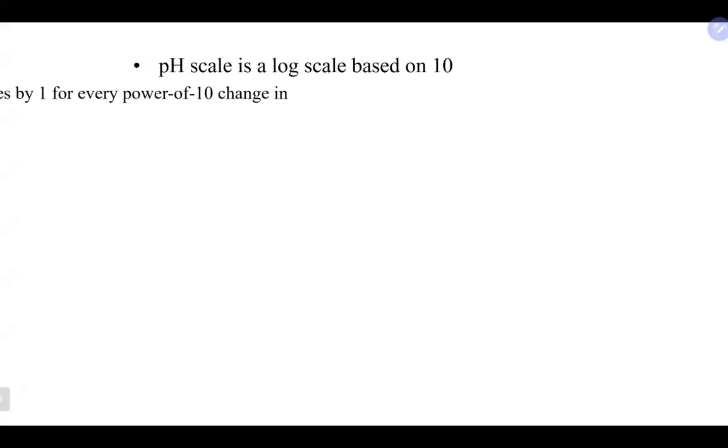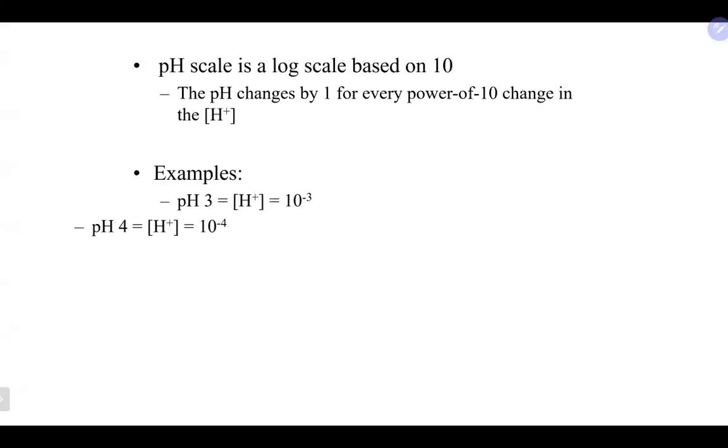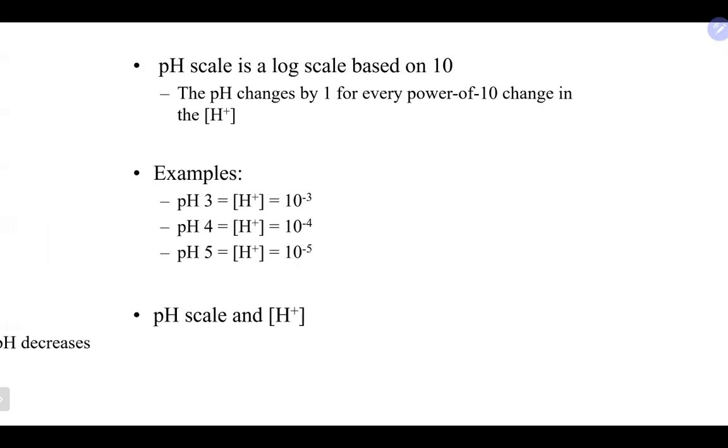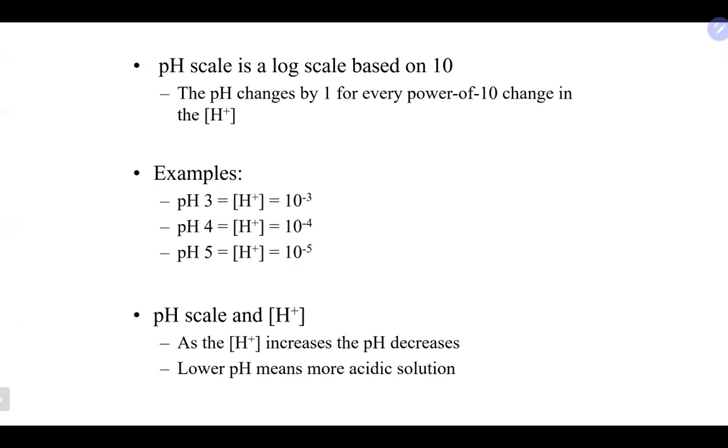All right. So as we saw there, and as we will see, the pH scale is based on the log of 10. So every pH change of 1 is basically a power of 10 change. So 1 times 10 to the minus 3 is a pH of 3. 1 times 10 to the minus 4 is a pH of 4. By the way, if you have 1 times 10 to whatever, it's always going to be the exponent as the pH. As the amount of H plus increases, the pH goes down.